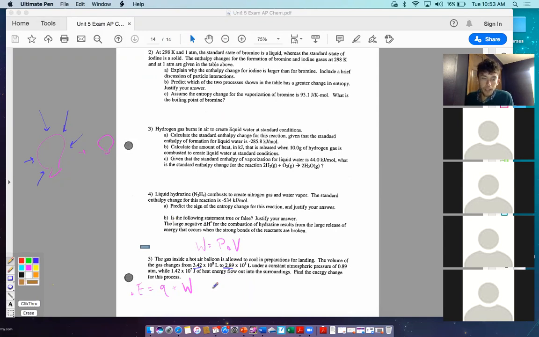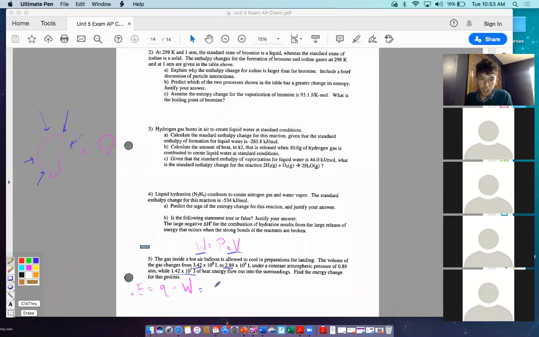So the surroundings are doing work on the balloon. So my work term needs to be positive then. Even though the change in volume is a negative change, the volume went down, the surroundings are doing work to press the balloon in. So my balloon is gaining energy from work, but then it's losing energy from heat leaving.